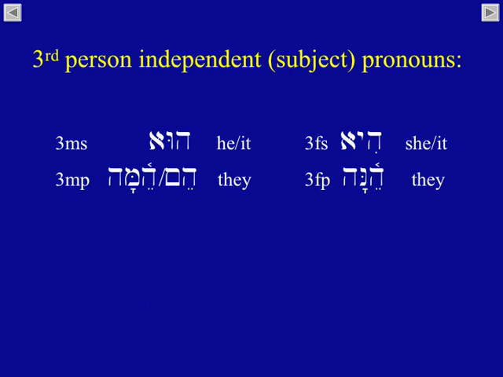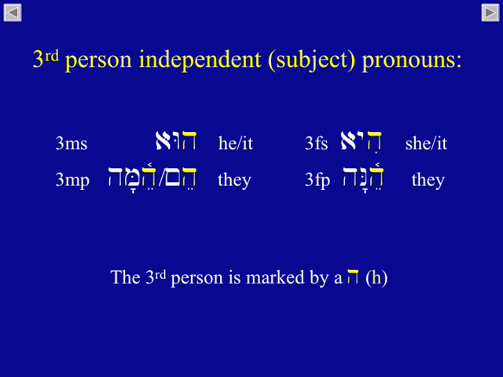So, he is king, hu melech. She is queen, he malcha. They are kings, heim mulachim, or heima mulachim. They are queens, heina malchut. Note that the third person in Hebrew is marked by a he. Hu, he, heim, heina. Just as, arguably, in a sense, it is in English.